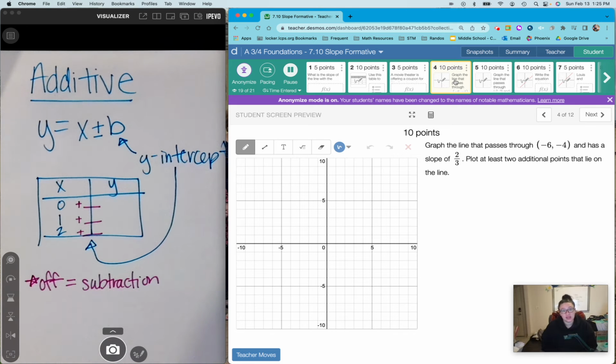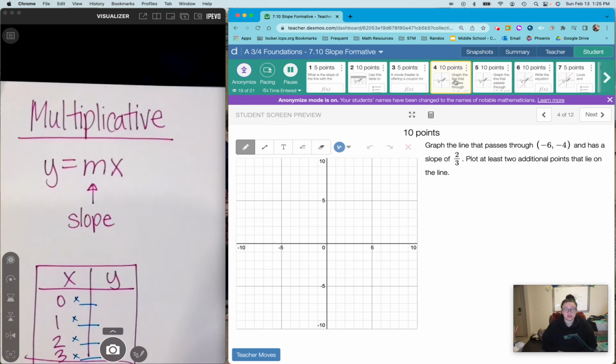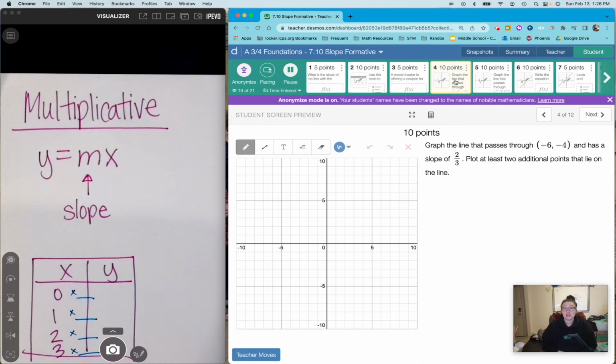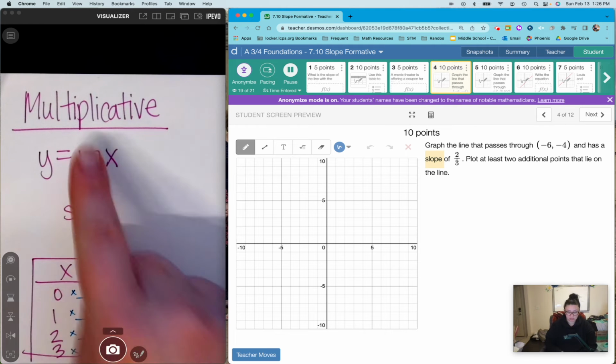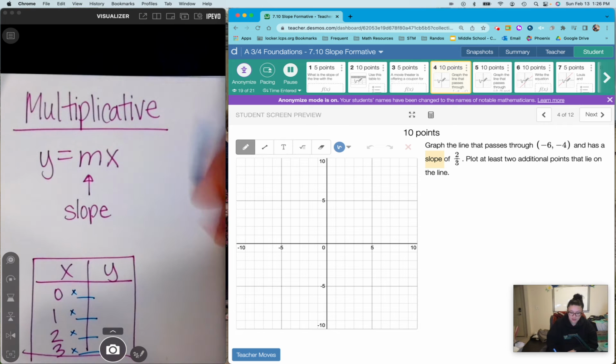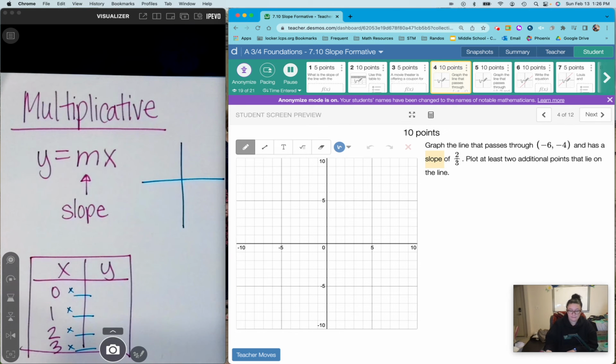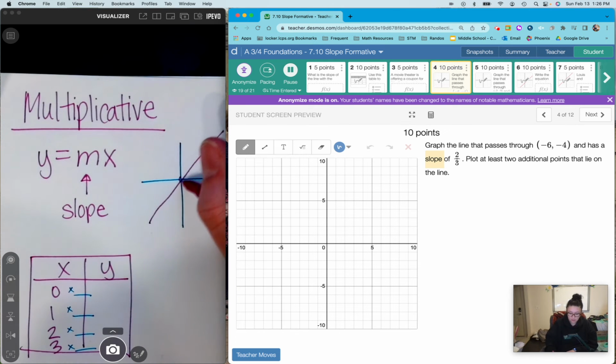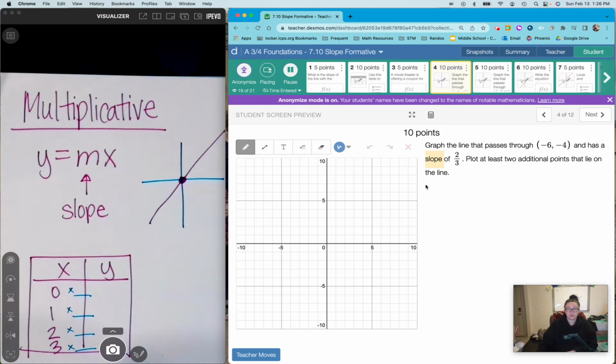Number 4, I have to think. Is this additive or is this multiplicative? I know that this is multiplicative because I see the word slope. When I see the word slope, I know that means I have to multiply. So right off the bat, for slope, it's a multiplicative relationship. That means on my graph, my line is going to go through my origin. Multiplicative relationships are proportional. I'm going to have a point at my origin.